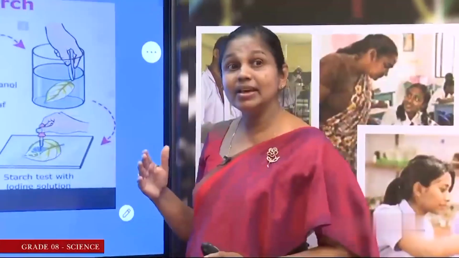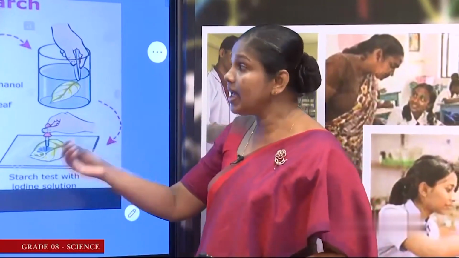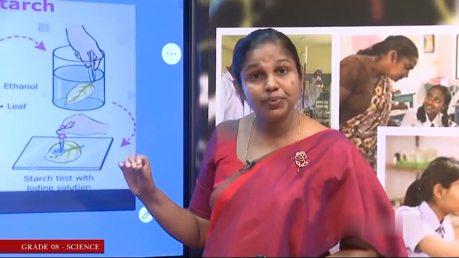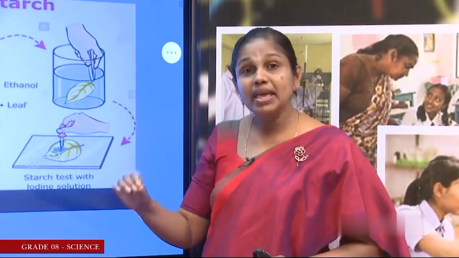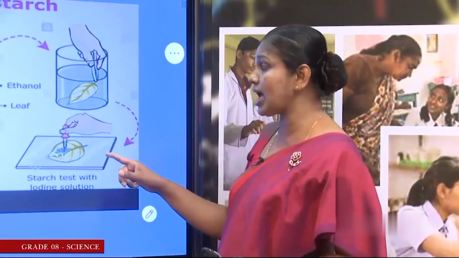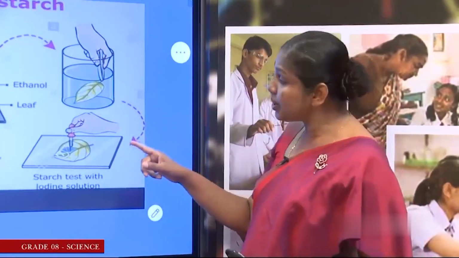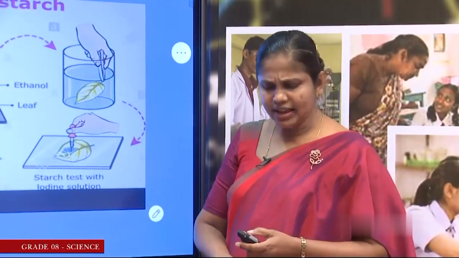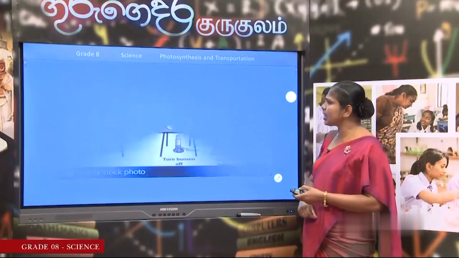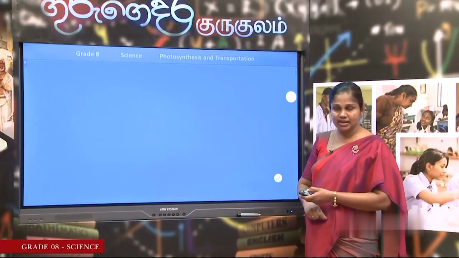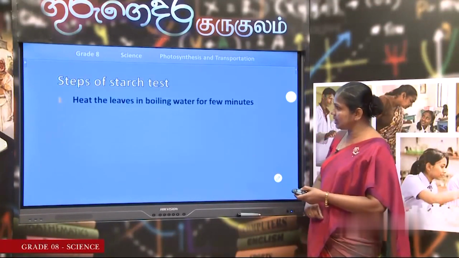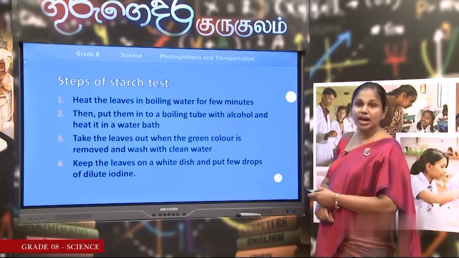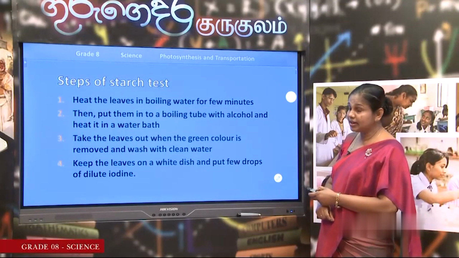When the green color is removed, the leaf is taken out, washed with clean water, placed on a white dish, and a few drops of iodine are added onto it. Children, this iodine is a brown color liquid available in the lab. Here you can see the steps of the starch test that we learned before.